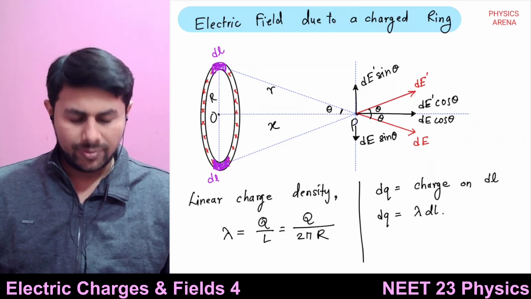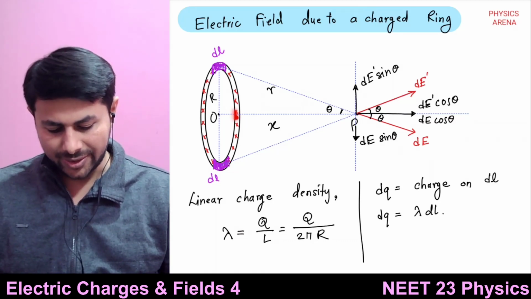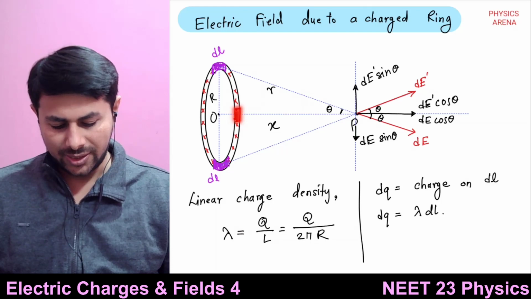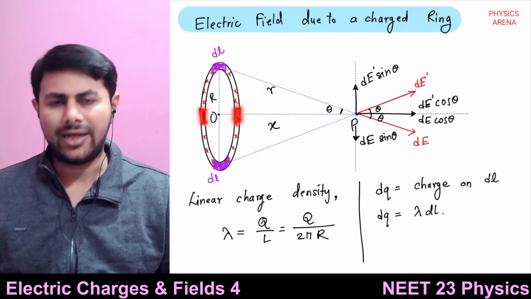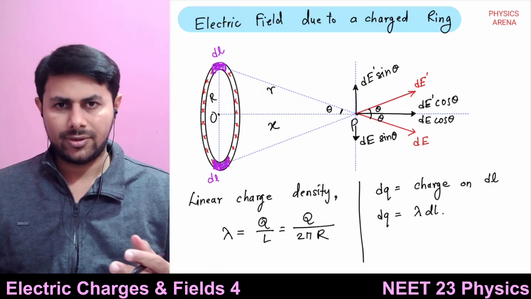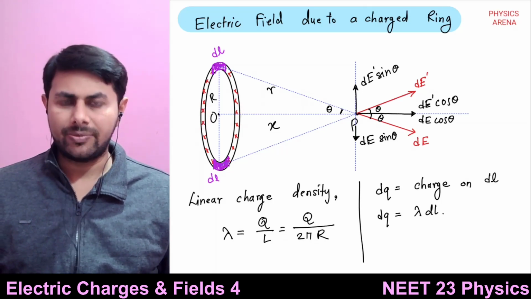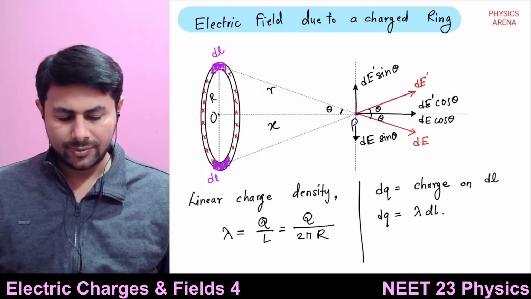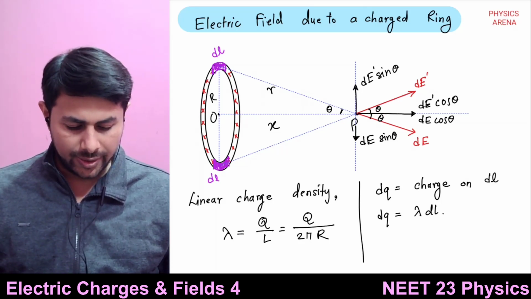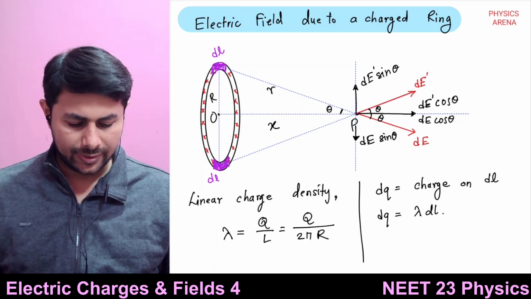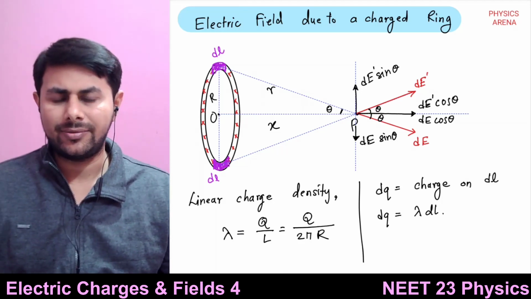But this is about these two elements only. Now if you consider a small length element here, and exactly diametrically opposite, another length element, they will produce their electric fields at this point. Now in what direction would their components be directed?